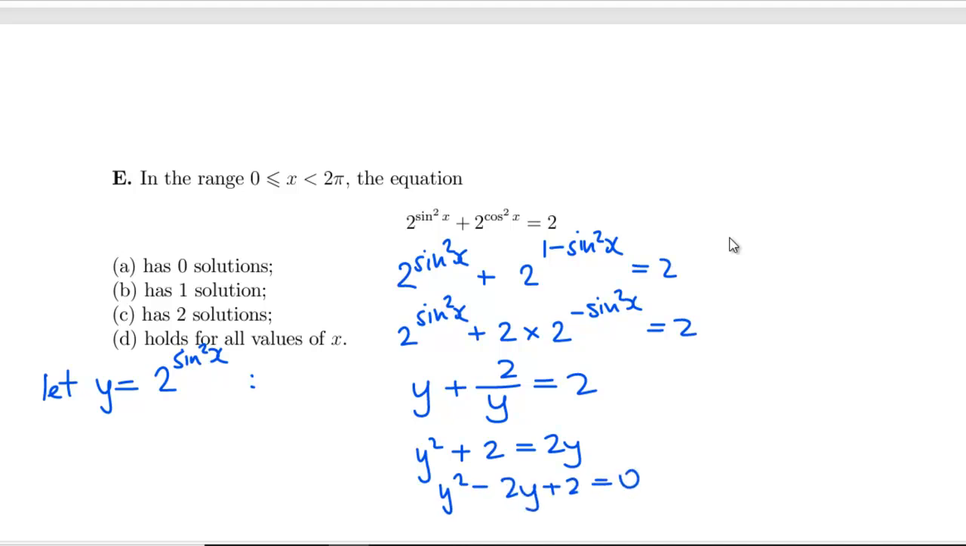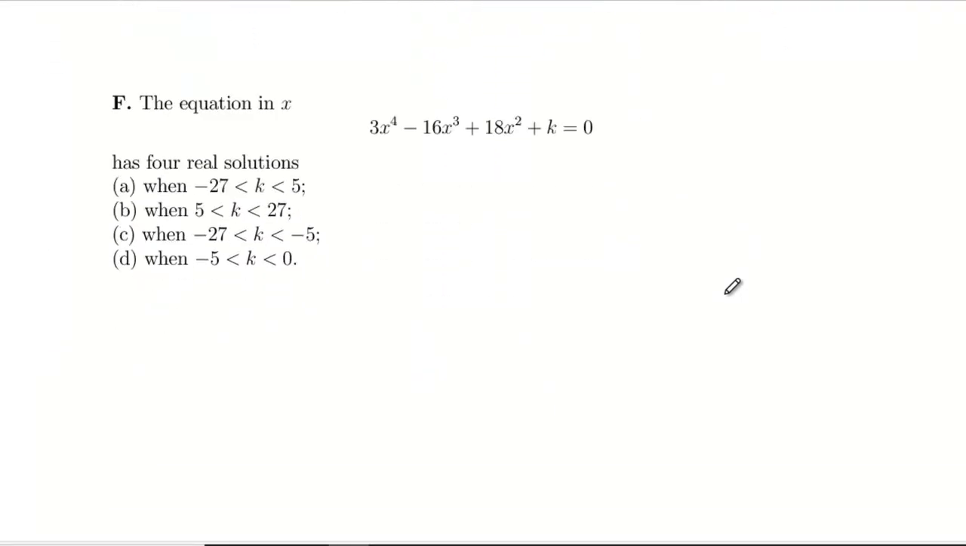How many solutions do we have for this? So b squared minus 4ac is 4 minus 8. So we've got no solutions in that range. A. Right, that was good. Quite a sneaky one for a substitution.